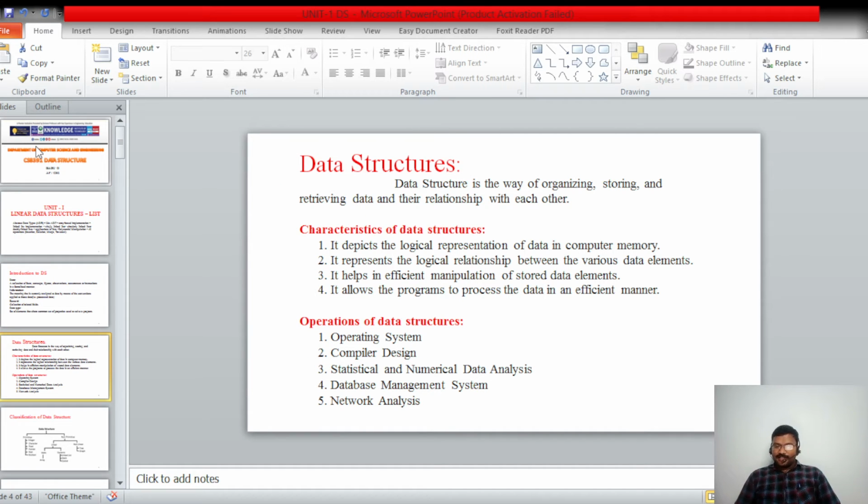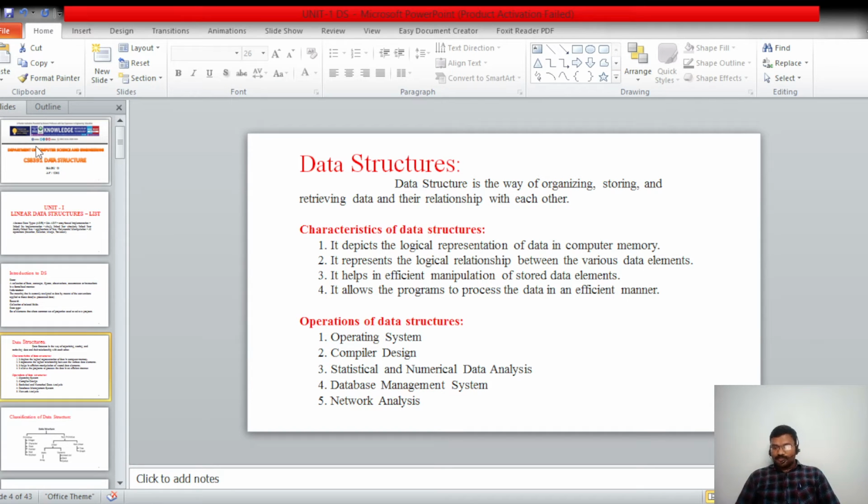And next is the definition of data structure. A data structure is a way of organizing, storing and retrieving data from memory and their relationship with each other. In data structure we study how data is organized, how the data will be stored in memory, and how the data will be retrieved from memory. These concepts we study under data structure.